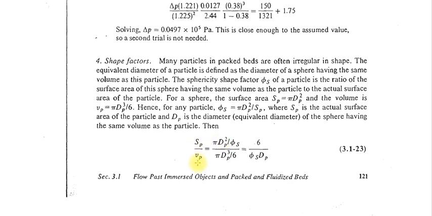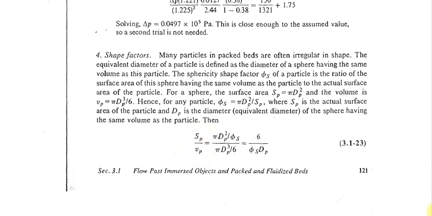So Sp by Vp, that is equal to Av, can be defined as 6 by φs dp. So this is the way to write the ratio of Sp by Vp. Sp is the surface area of the particle, Vp is the volume of the particle.